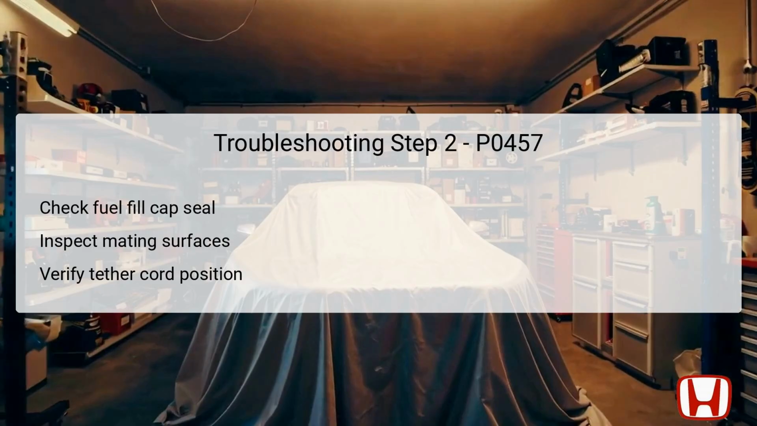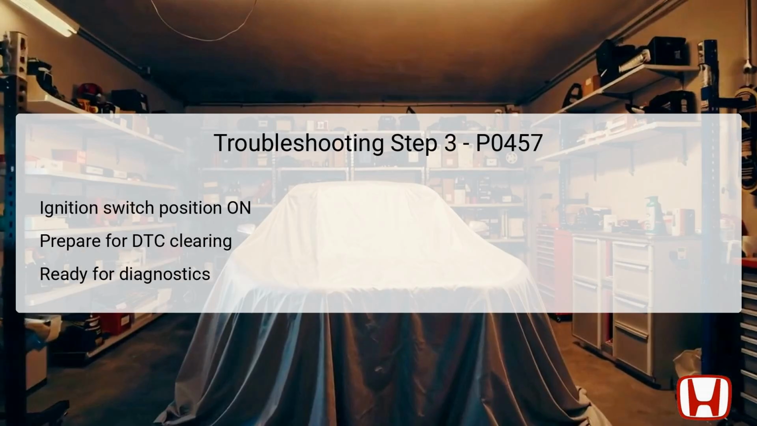Furthermore, it is crucial to check that the tether cord, which is designed to keep the fuel cap attached when opened, is not caught under the cap, as this can lead to improper sealing. If any damages or irregularities are found, replacing the necessary components is crucial before proceeding to step 20.